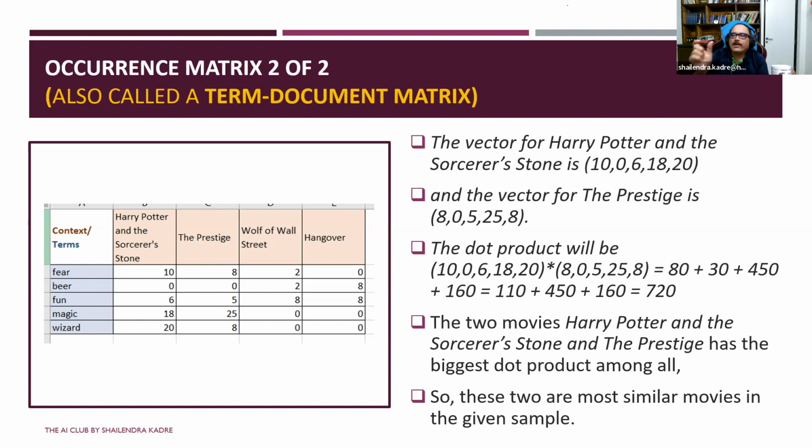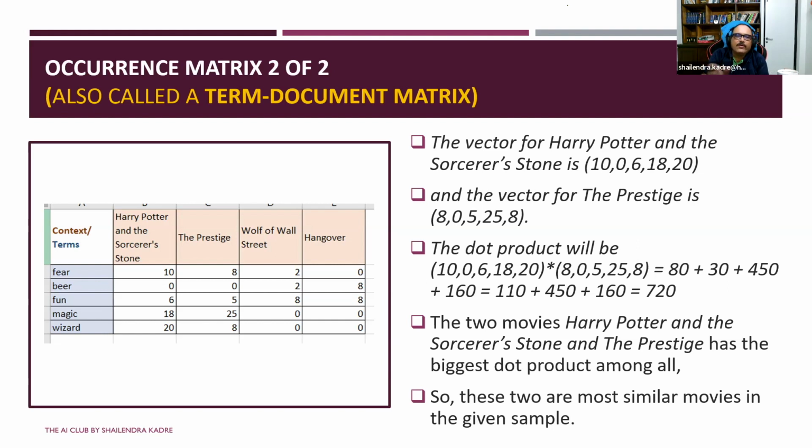Now you will ask me why we found this dot product. What I will tell you is, you find the dot product of every pair: Harry Potter with Prestige, Harry Potter with Wolf of Wall Street, Harry Potter with Hangover, then Hangover with the others, every possible combination of 2 column pairs. So what will it give? Whatever dot product you get will tell you which movies are closely related.